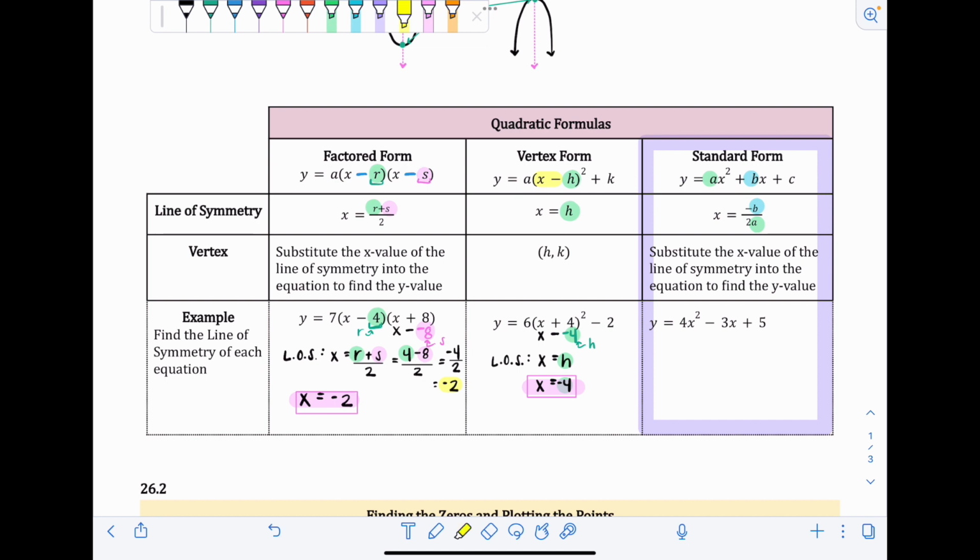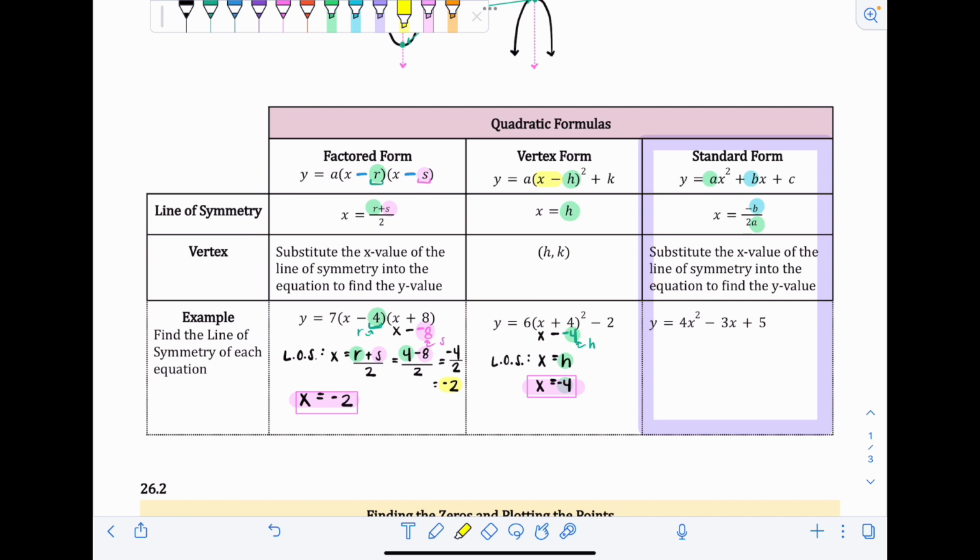So it's similar to factored form, when we had to do a little bit more work to get the line of symmetry. But finding the vertex is really similar between standard form and factored form. So once you find the line of symmetry, to find the vertex, you substitute the x value of the line of symmetry into the equation to find the y value.